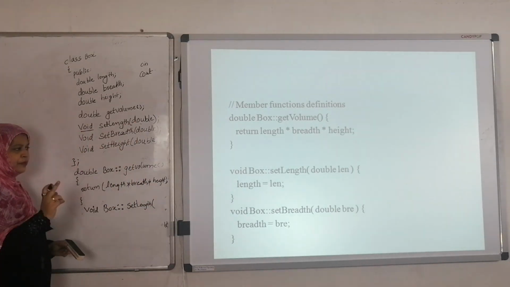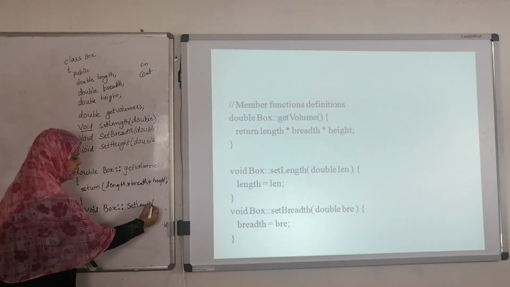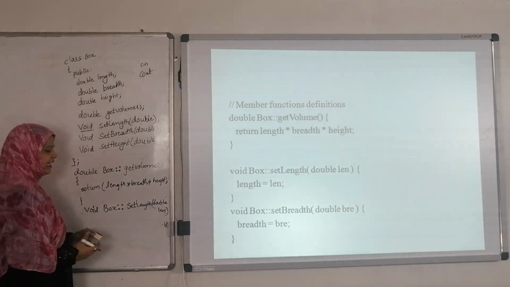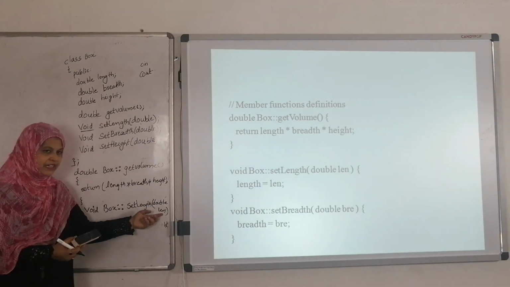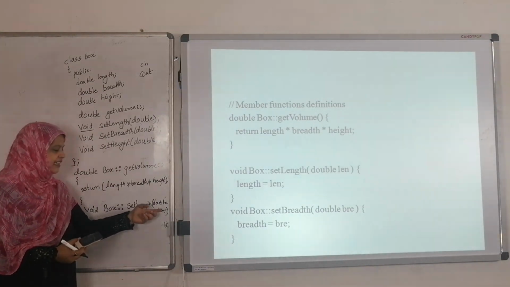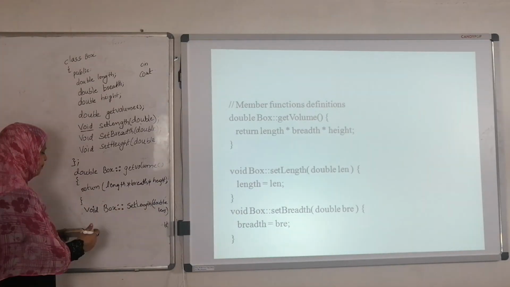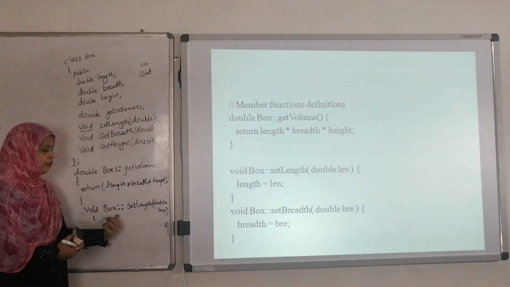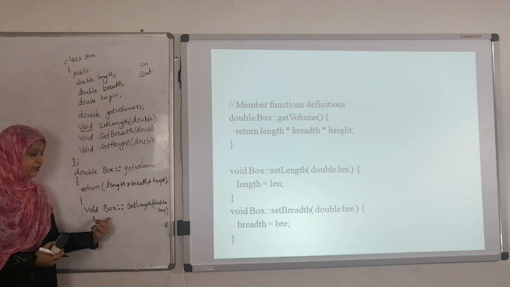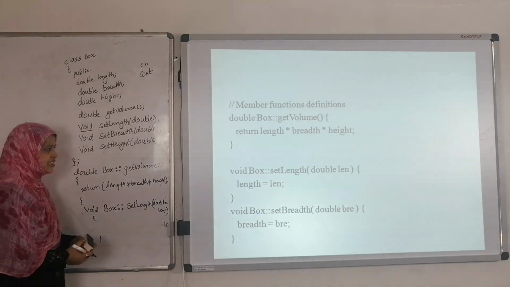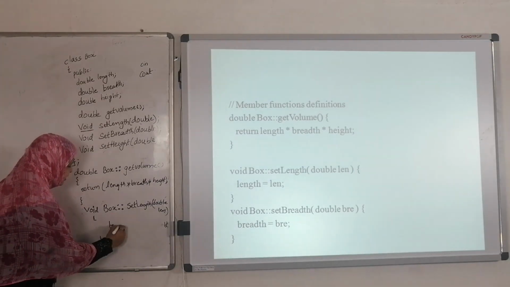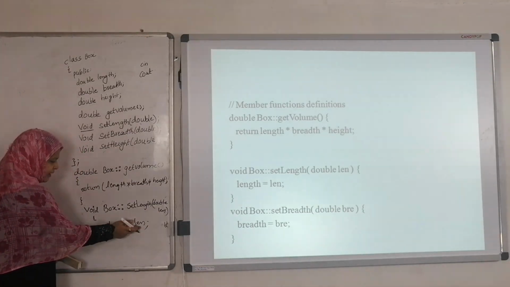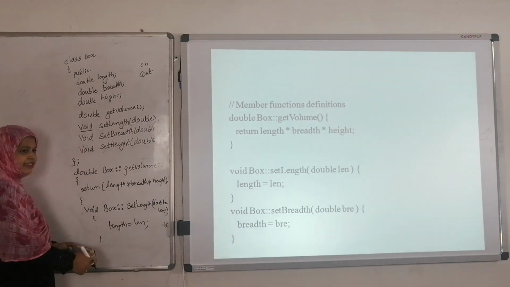Here double, we have to pass one parameter, that's the reason here I am going to pass double len. Len is the parameter, and the data type of this len is double, right? Now after this we have to perform what type of operations we are going to define in the set length function. I am going to write length equals len. Here I am passing one value, and that particular value is going to be assigned to the length data member.